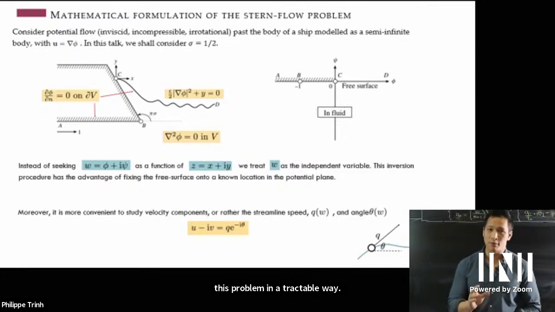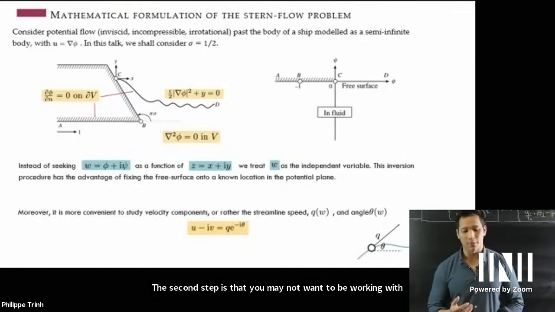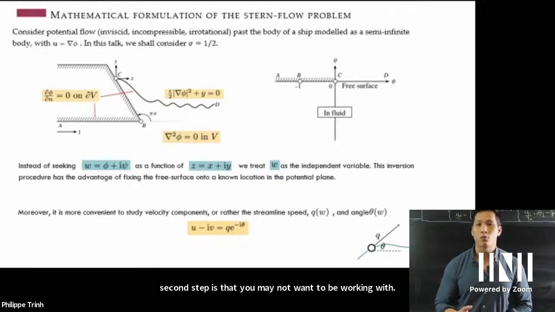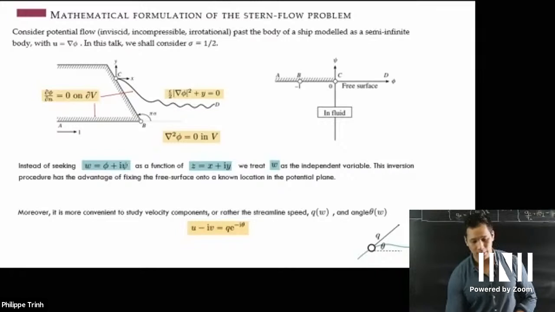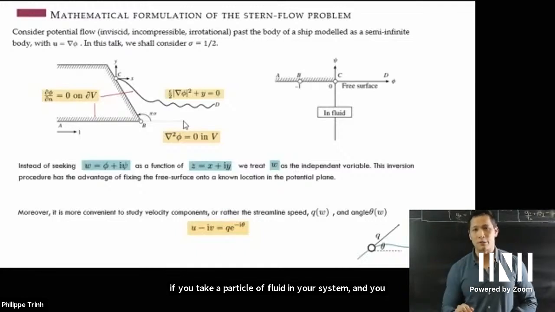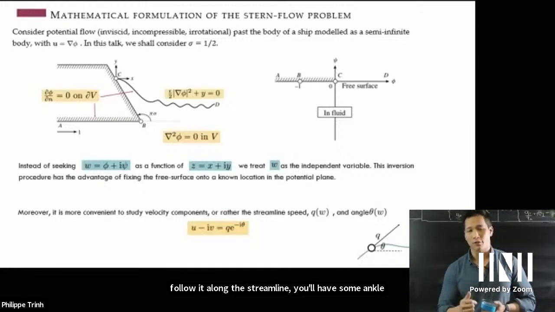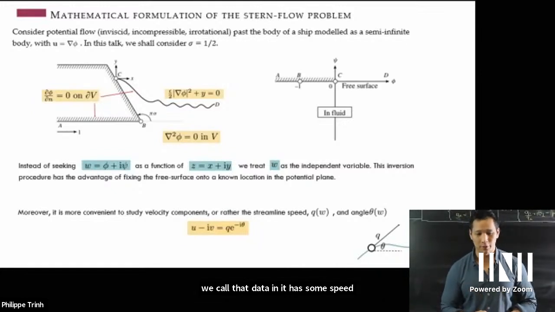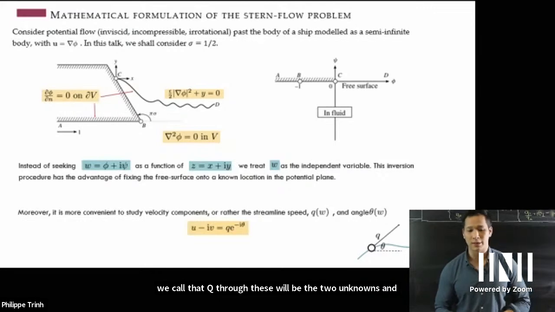The second step is that you may not want to be working with Z, X and Y, just trying to solve for X and Y. Rather, you'd like to solve for the velocity components. It just makes the formulation a little bit easier. So for this talk, I'm going to be working with a streamline speed Q and an angle theta. That is to say, if you take a particle of fluid in your system and follow it along the streamline, it'll have some angle, we call that theta, and it'll have some speed, we call that Q. So these will be the two unknowns in our problem as a function of the complex potential W.